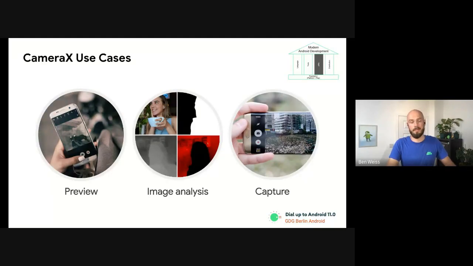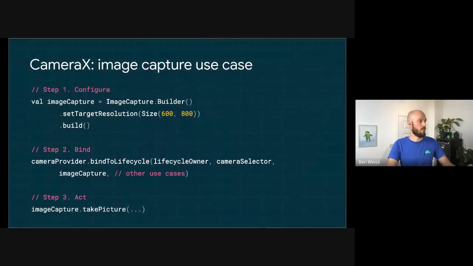So let's take a look at the easiest way to capture an image, which essentially uses the image capture builder to set a target resolution, which in that case is 600 by 800 that we're setting. If that doesn't work, the system and CameraX defaults to the next available resolution that you can use. So that means that you will get a result, and as long as there's a camera available, you bind that to your lifecycle of your current camera provider, and then you take the picture.